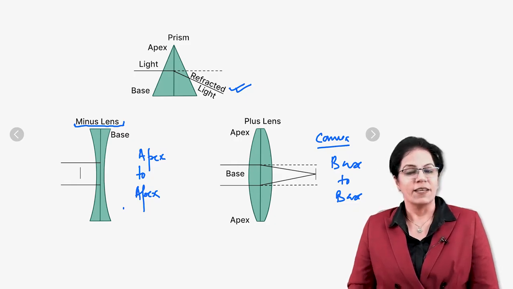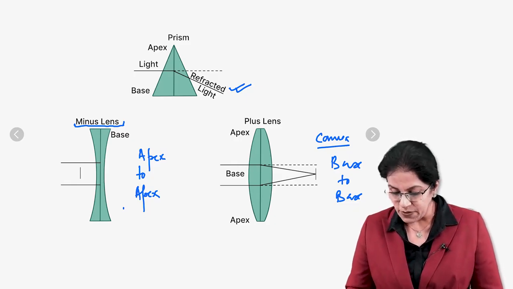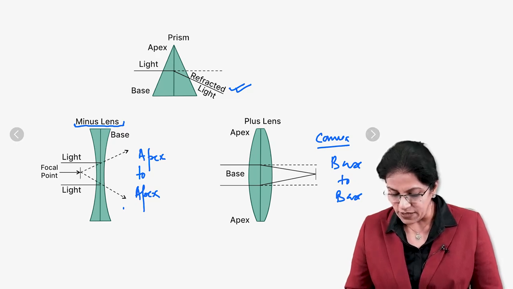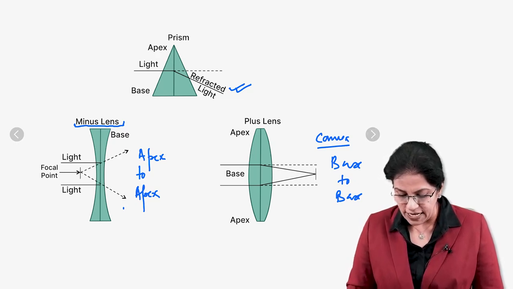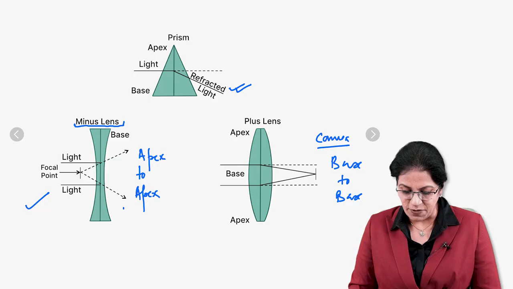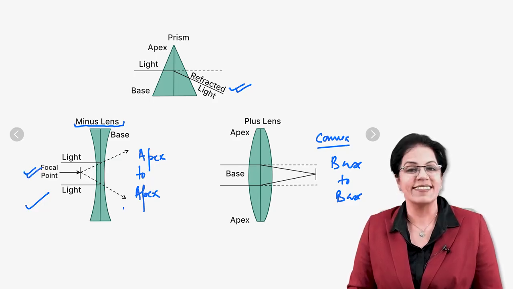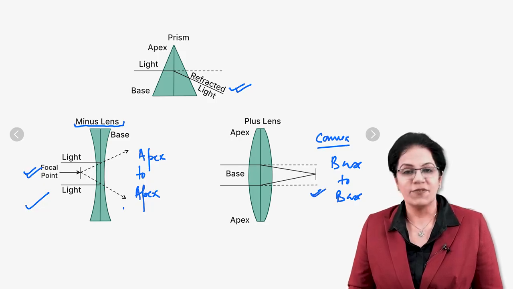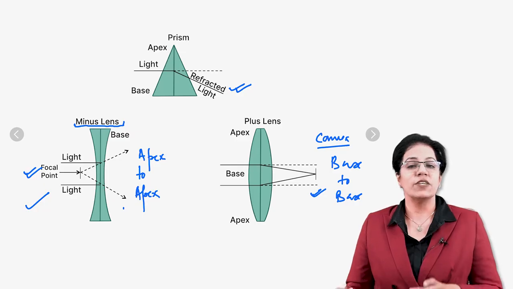You already know that a concave lens is going to diverge the light, and a convex lens is going to converge it. Here the light is diverging, and when you trace it back, this becomes the focal point, isn't it? You have learned all this. Whereas in a convex lens, this is the focal point. Anyway, this was just a quick revision.